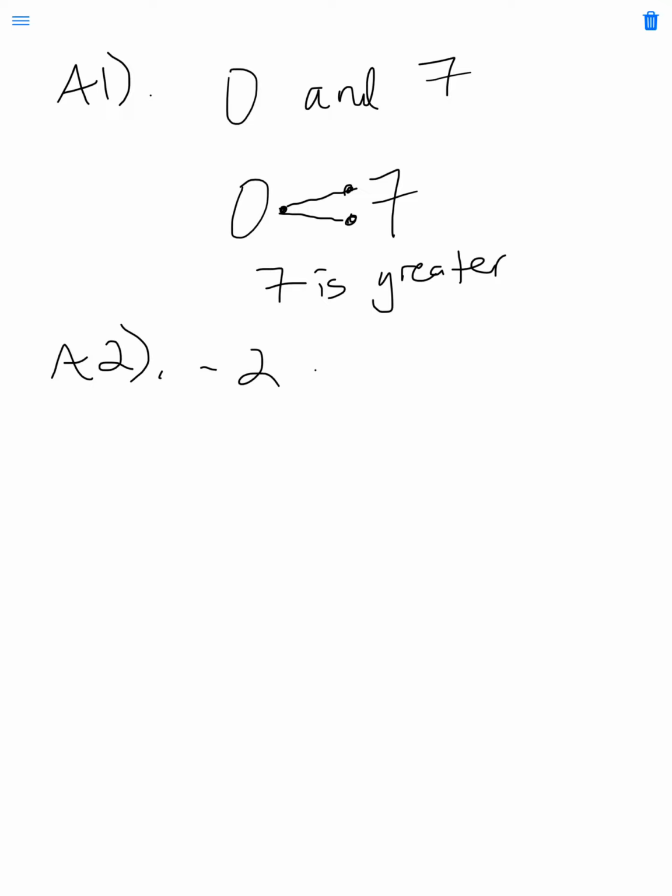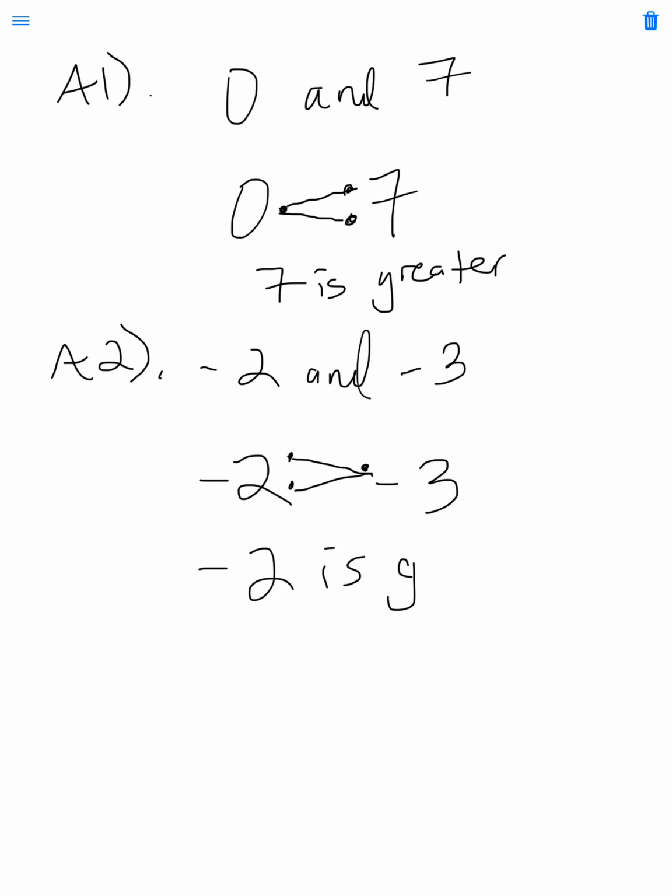All right, so you have -2 and -3. So again, you're going to write them next to each other. The bigger number is -2, so I'm going to put two dots next to it and one dot next to that and just connect them. So obviously -2 is greater.